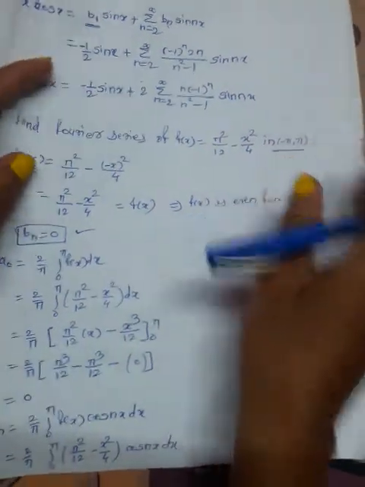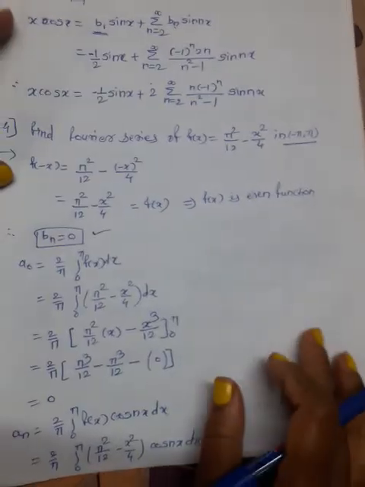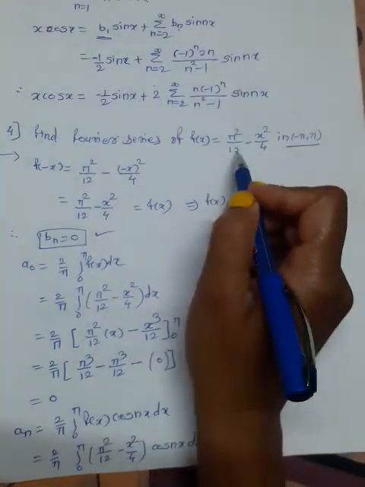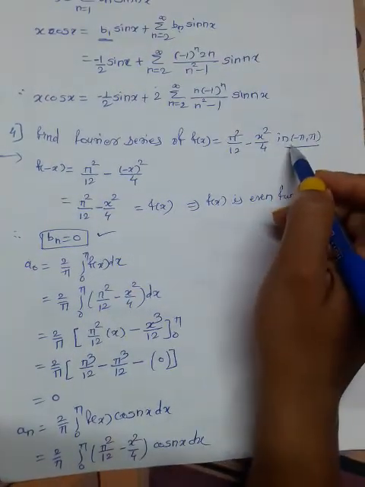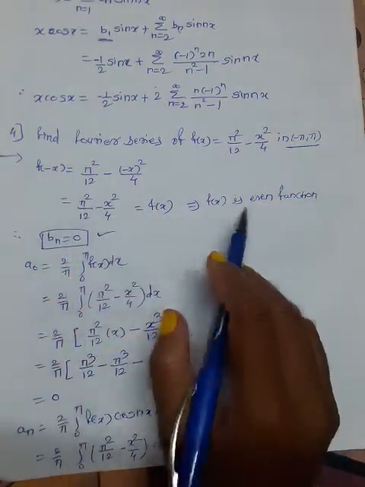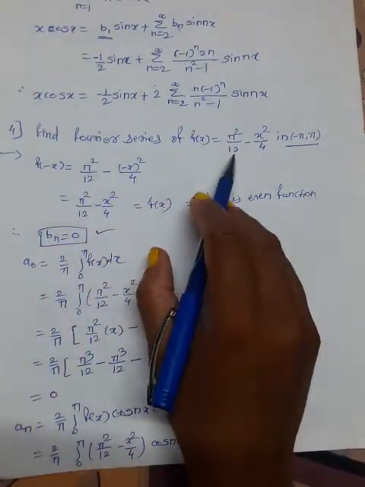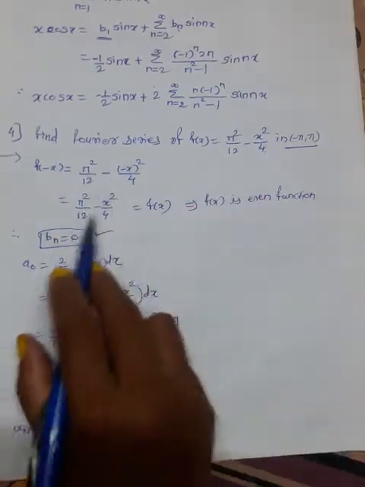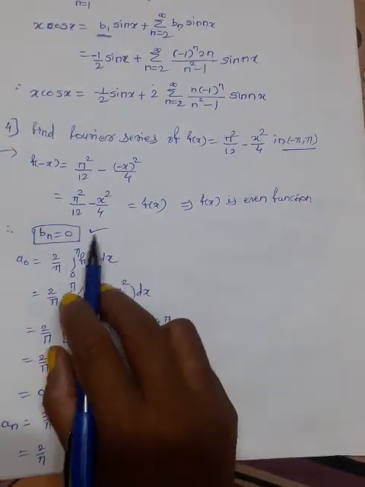Let us start with the last example. We have to find the Fourier series for f(x) equal to this function in the range minus pi to pi. The function is (pi squared by 12) ... By putting minus x on both sides, we get the same function. For the even function, bn is 0.